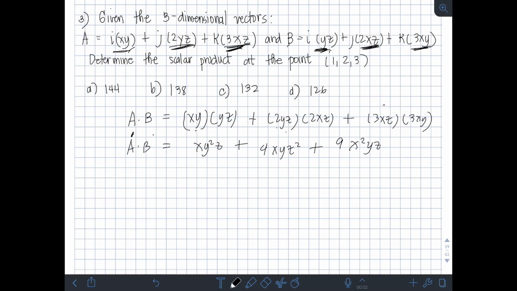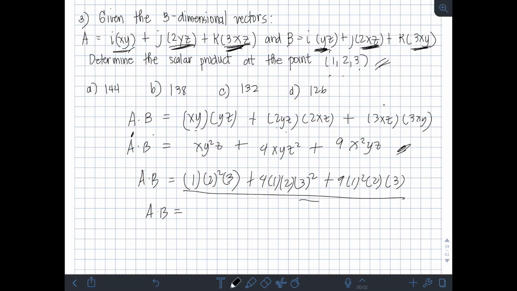So, we need to determine the value of this dot product at the point (1, 2, 3). So, we substitute x is 1, y is 2, and z is 3 into the A dot B we obtained. Therefore, A dot B at (1, 2, 3) will be 1 times 2 squared times 3, plus 4 times 1 times 2 times 3 squared, plus 9 times 1 squared times 2 times 3. Using a calculator to compute this value, we get 138. So, therefore, the dot product of A and B at (1, 2, 3) is 138.